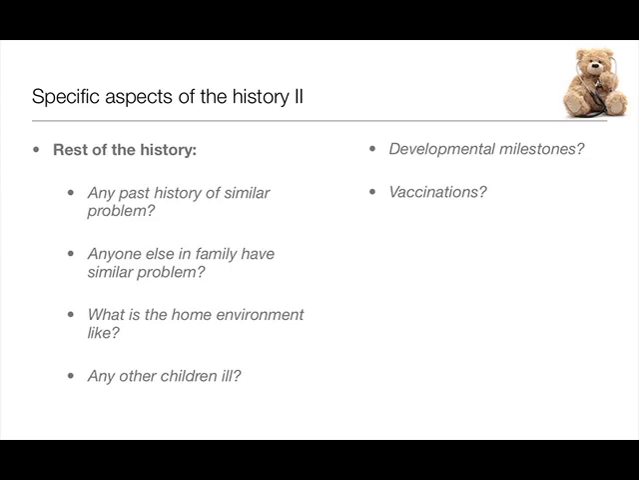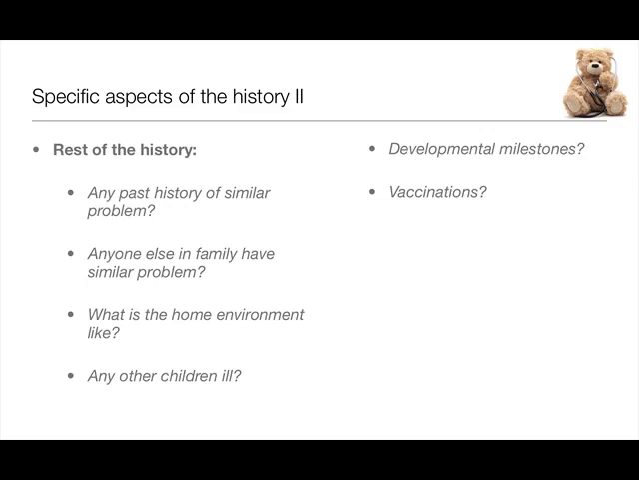For the rest of the history, try to consider the following. Is there a history of a similar problem? For example, recurrent chest infections bring cystic fibrosis to mind. Does anyone else in the family have a similar problem? This suggests that perhaps the cause could be genetic or an infectious contact within the household.